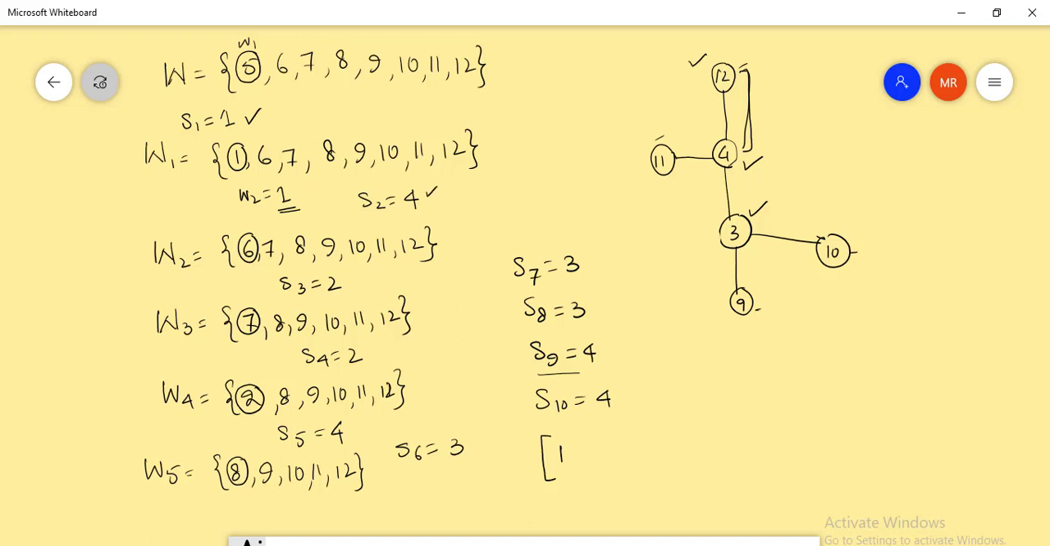S2 is 4, S3 is 2, S4 is 2, S5 is 4, S6 is 3, S7 is 3, 3, 4, and 4. And this is the unique vector which is associated with this label tree.